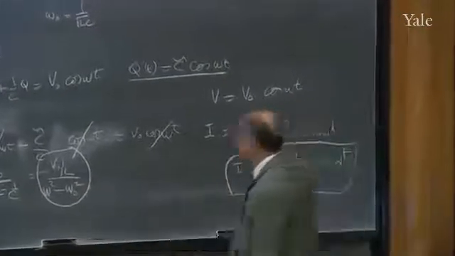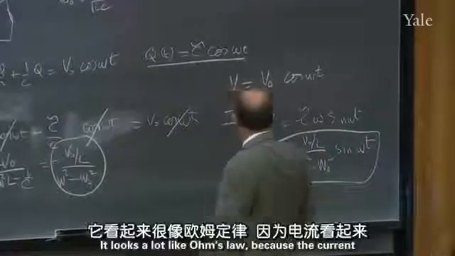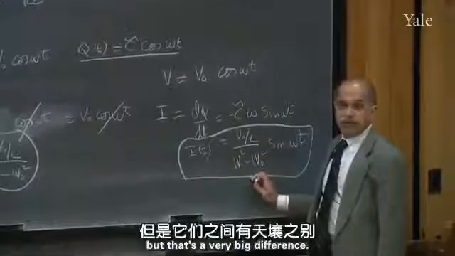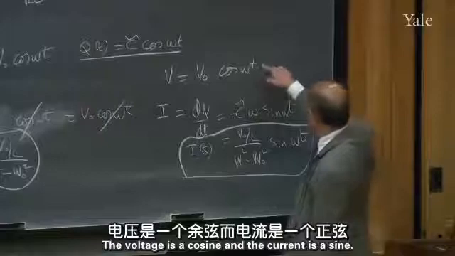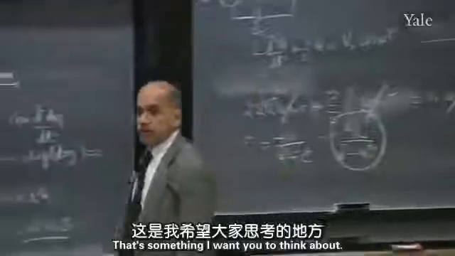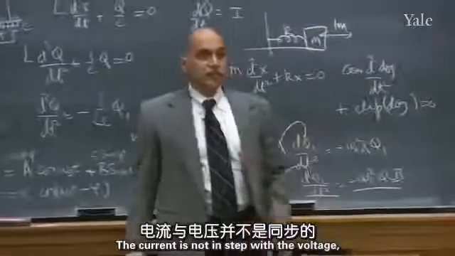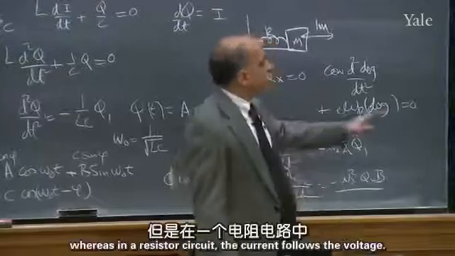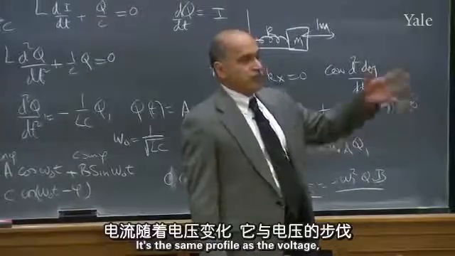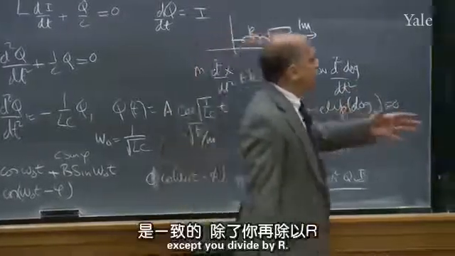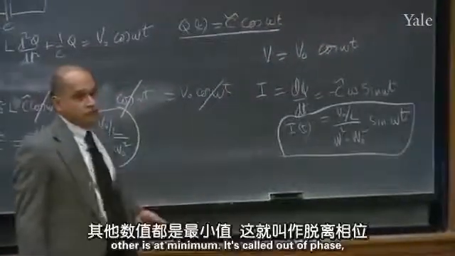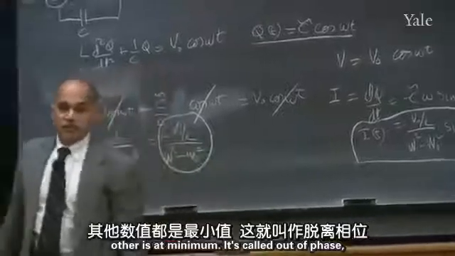Here's what I want you to notice. It looks a lot like Ohm's law because the current looks like voltage divided by some number. But that's a very big difference. The voltage is a cosine, and the current is a sine. That's something I want you to think about. The current is not in step with the voltage. Whereas in a resistive circuit, the current follows the voltage. It's the same profile as the voltage, except you divide by R. Here, one is a cosine, one is a sine. That means when one guy is a maximum, the other is a minimum. It's called out of phase. In fact, out of phase by 90 degrees.